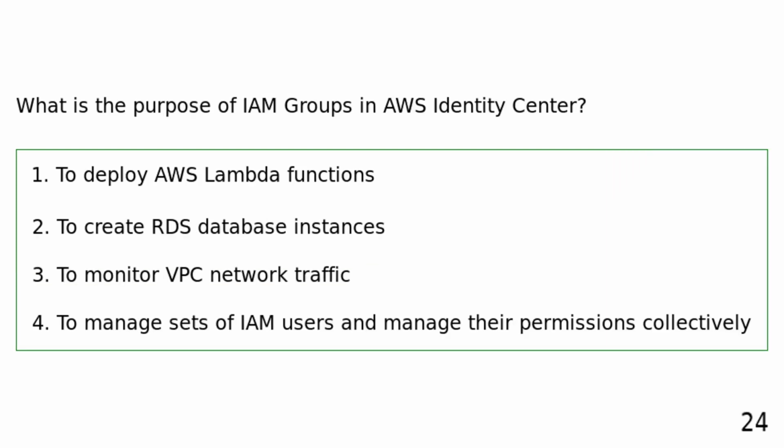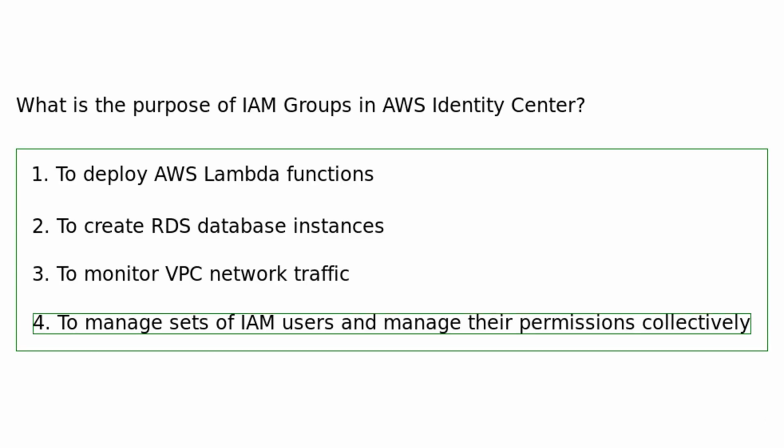What is the purpose of IAM groups in AWS Identity Center? To deploy AWS Lambda functions. To create RDS database instances. To monitor VPC network traffic. To manage sets of IAM users and manage their permissions collectively. IAM groups allow you to manage sets of IAM users and manage their permissions collectively, simplifying permission management.